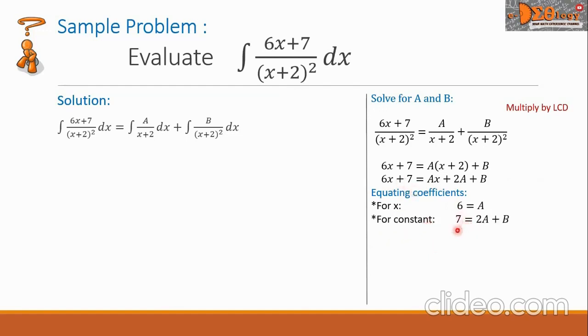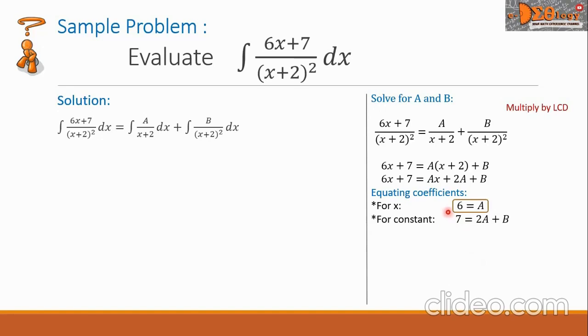Let us now equate the constants. On the left side is 7. This is equal to the right side constants, which are 2a plus b. We have two equations here, where the first equation gave us the value of a, which is 6. Let us solve for the value of b.